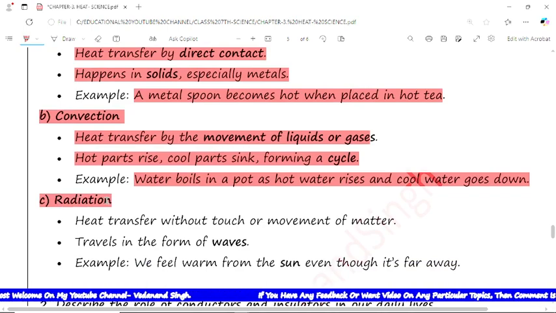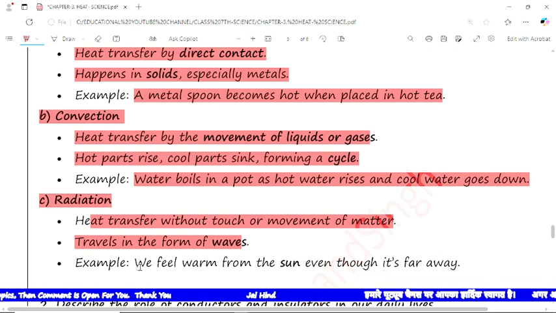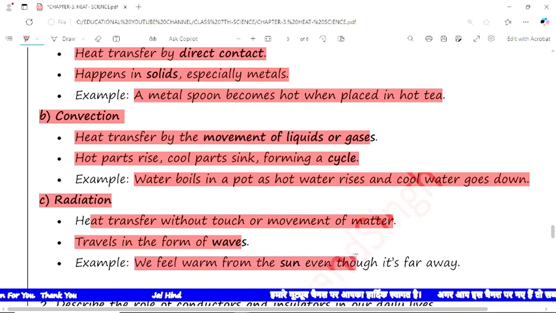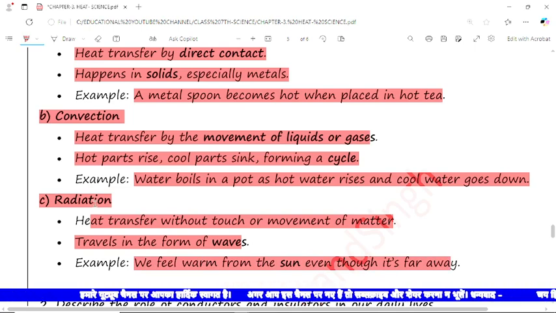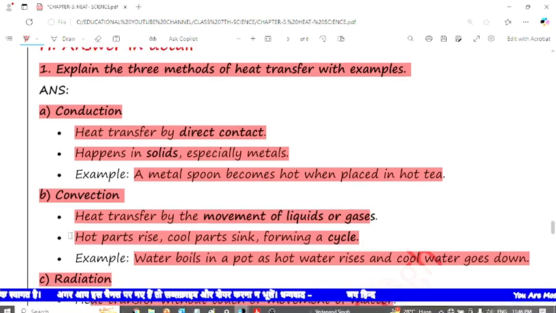This is the third method, that is radiation: heat transfer without touching or movement of matter. It travels in the form of waves. An example is when we feel warm from the sun even though it is so far away. These are the three methods of heat transfer, and we have given the examples also.